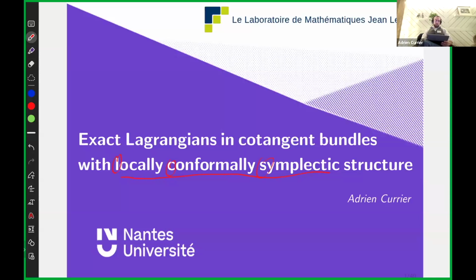Second thing, I'm going to be using a lot of terms that look quite the same as those used in symplectic geometry. However, they will actually denote the LCS generalization of those terms. For example, here, exact Lagrangian is actually exact in the LCS sense, not the symplectic sense.